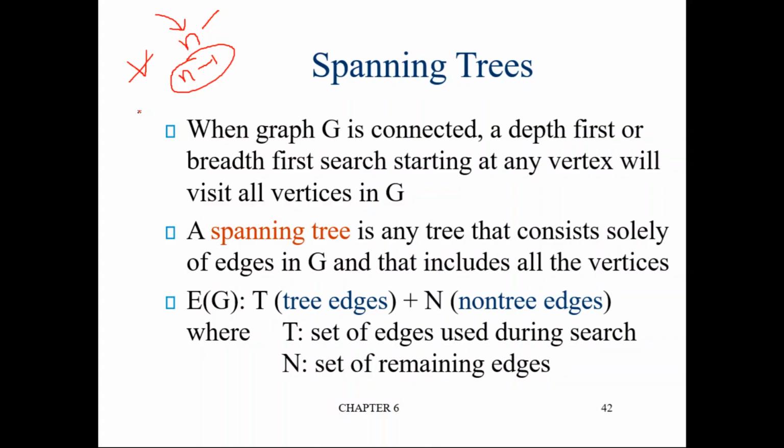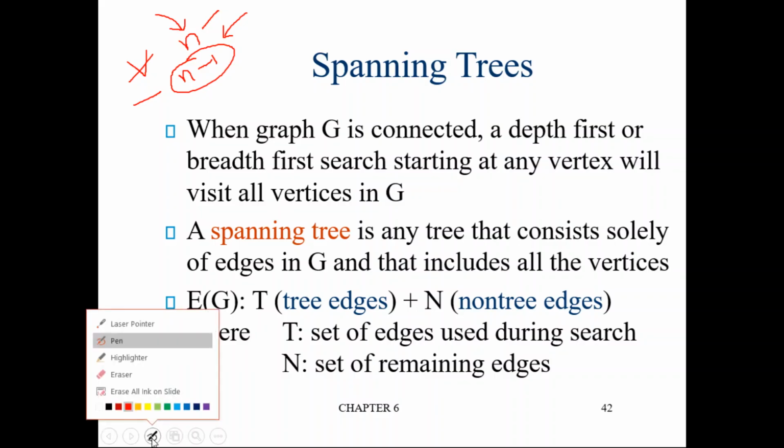That is, all vertices will not be connected. Connected graph means you can reach from any vertex to any other vertex. That may not be possible. Otherwise, if the tree contains more than n minus 1 edges, then that will not be a tree. If you include one more edge beyond n minus 1, then a cycle will be introduced. So this is the condition to check whether it is a spanning tree or not.